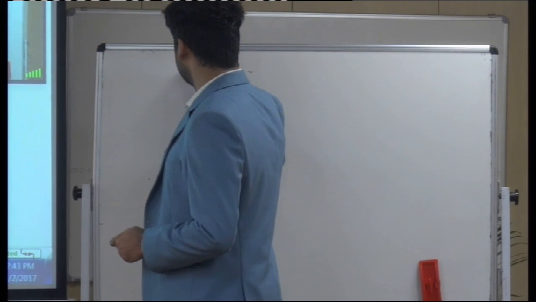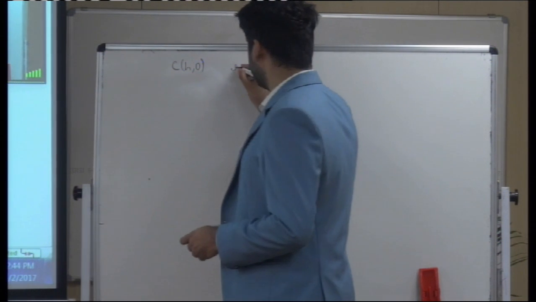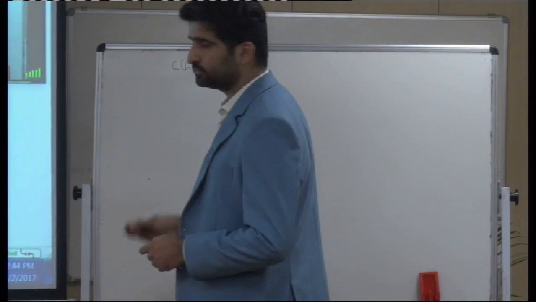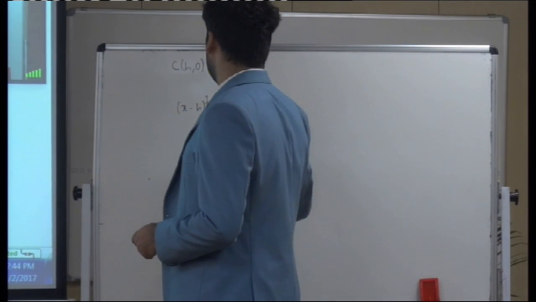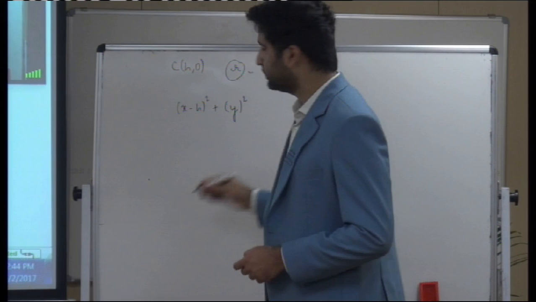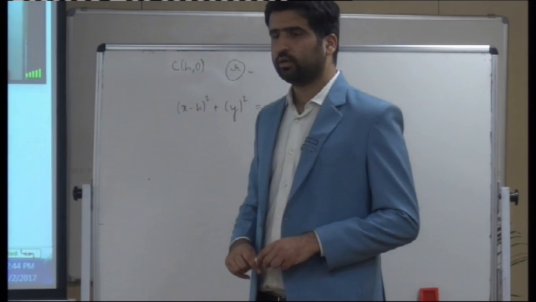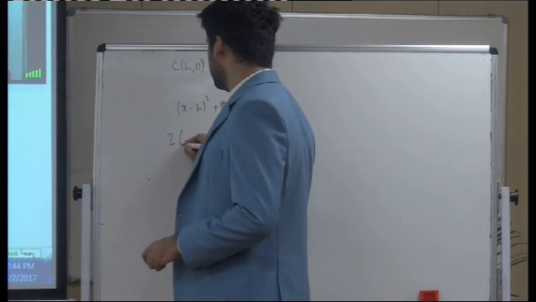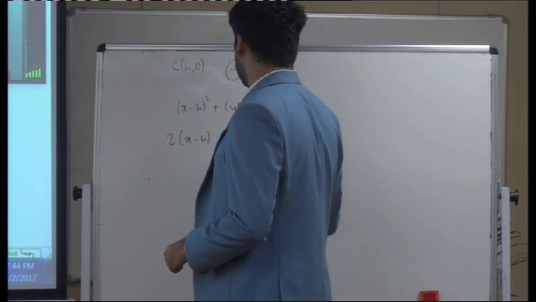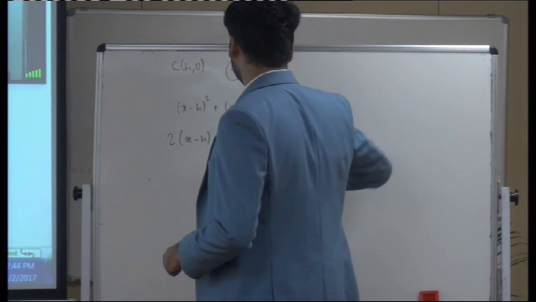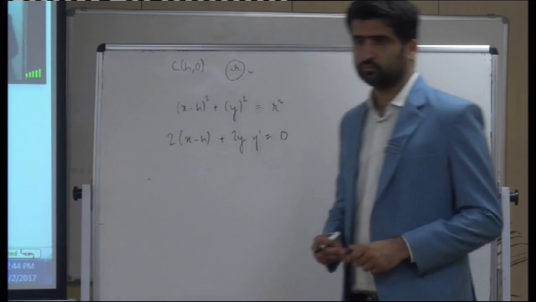So center is on x-axis, it will be of the form h comma 0. And let's suppose the radius is r. So what will be the equation? X minus h whole square plus y minus 0 whole square, which is y square, is equal to r square. Next step, differentiating both sides. So we get 2 times x minus h plus 2y dy upon dx or y dash is equal to 0. Right?